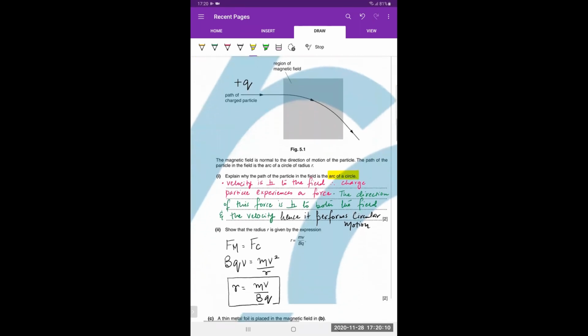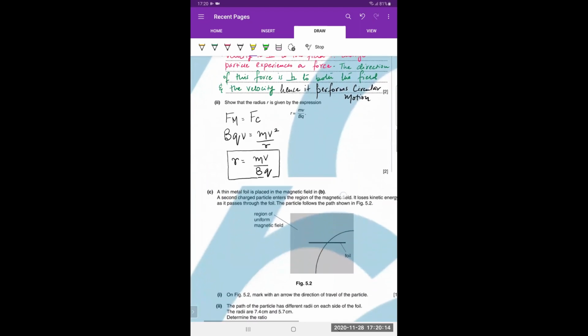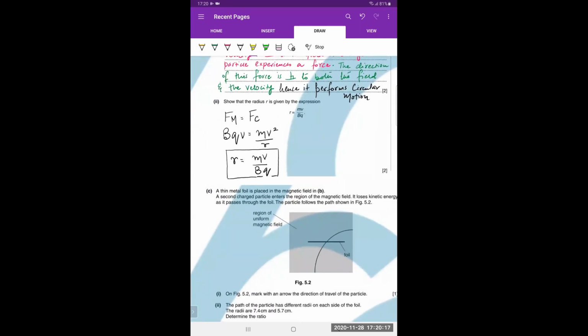In the next part, again they are asking you to show that the radius is given by this formula. So the same working. Make your magnetic force equal to the centripetal force. Replace the formulae. Make radius the subject. Then your result will come, kind of similar to the question which was done earlier on.